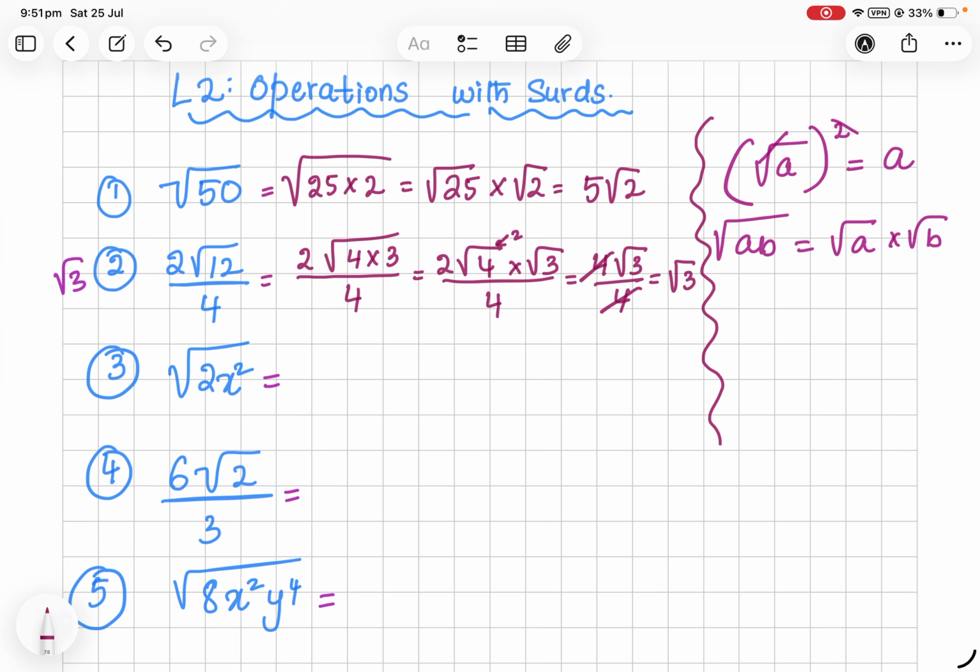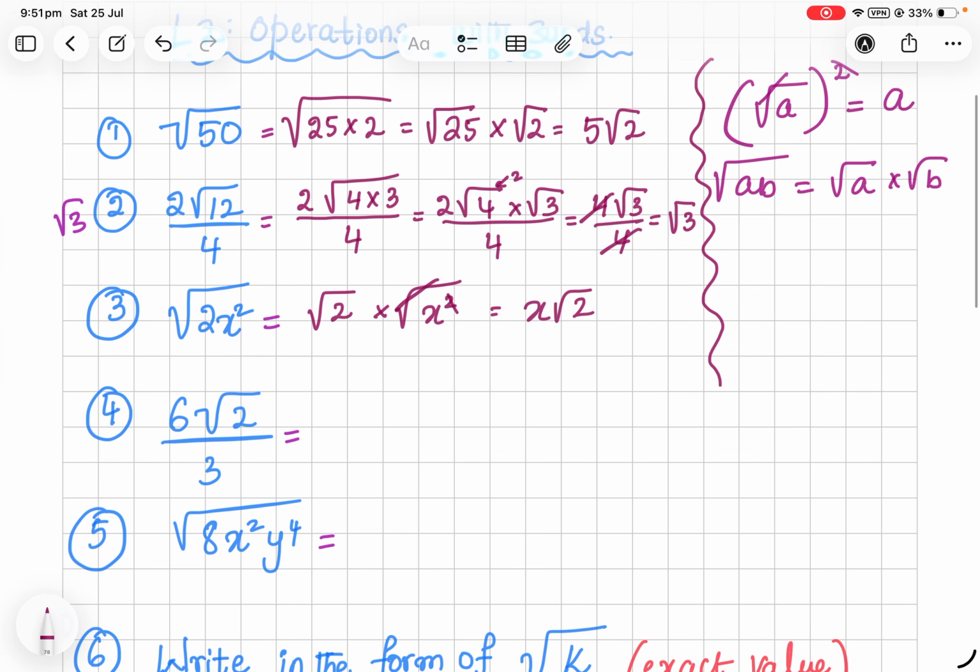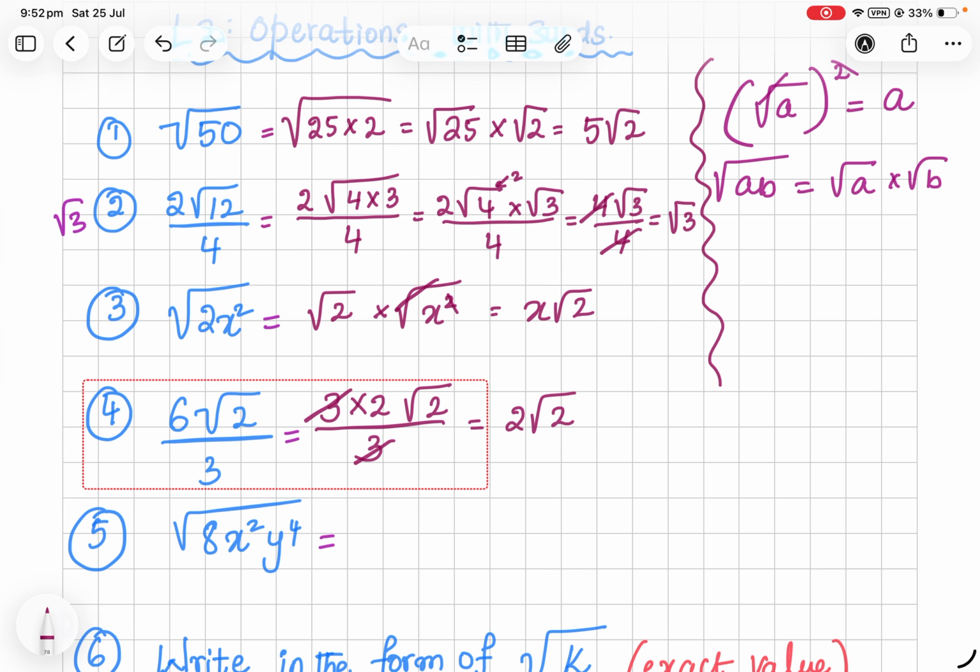Next, there's nothing much to be done with the square root of 2, but you can write the square root of x squared as simply x. So this ends up being x square root 2. The next one, you can cancel this. 6 can be written as 3 times 2, the square root of 2 and 3. So you can cancel these two. You will end up as 2 square root 2.